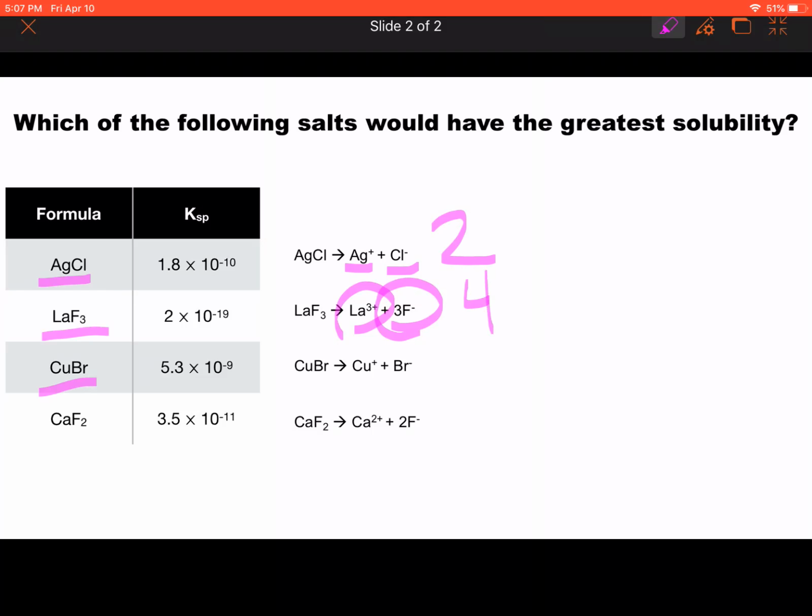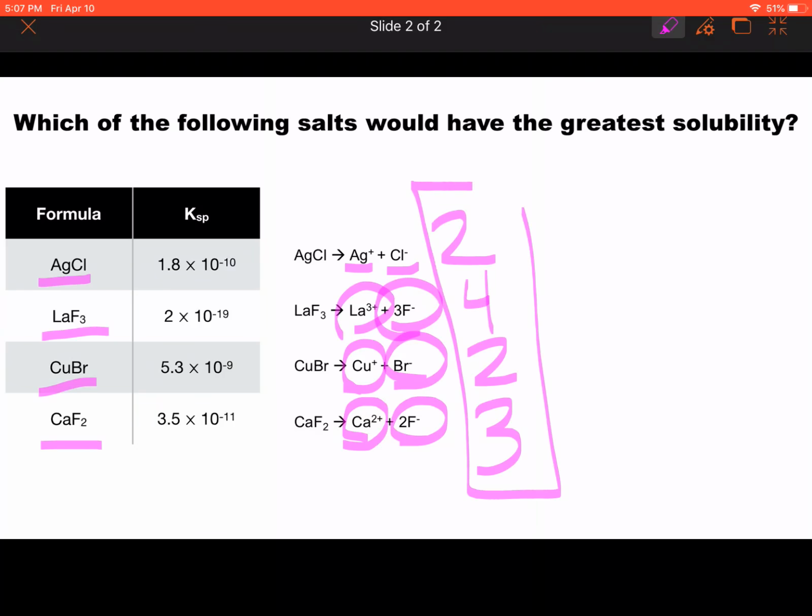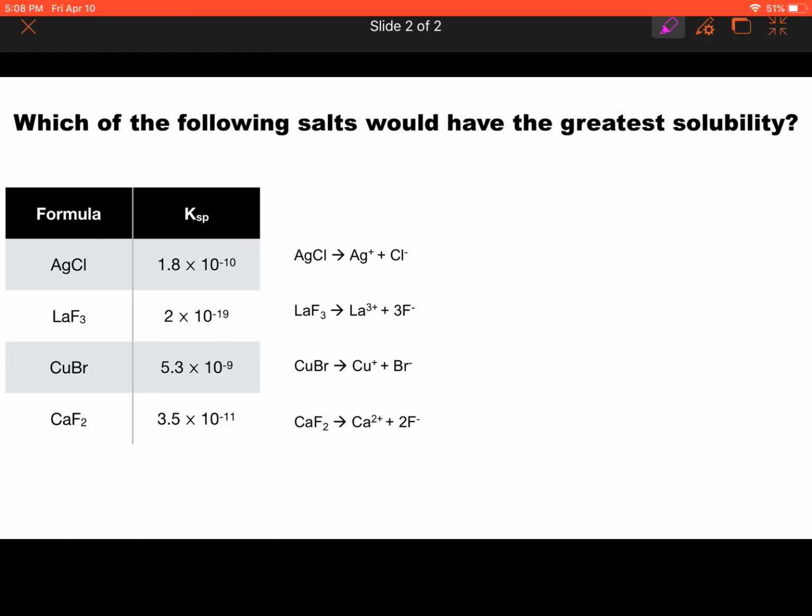Copper bromide breaks into copper and bromide ions, 2. And then calcium fluoride breaks into 1 calcium and 2 fluoride ions. So we have 3 ions formed. So we cannot simply look at the KSP value of these salts when trying to determine which one is more soluble, because they produce different amounts of ions. And so the number of ions formed affects the solubility. So the only way we can figure out which one is more soluble is to do the modification of our ICE table. So I'm going to show you how to do that really quick.